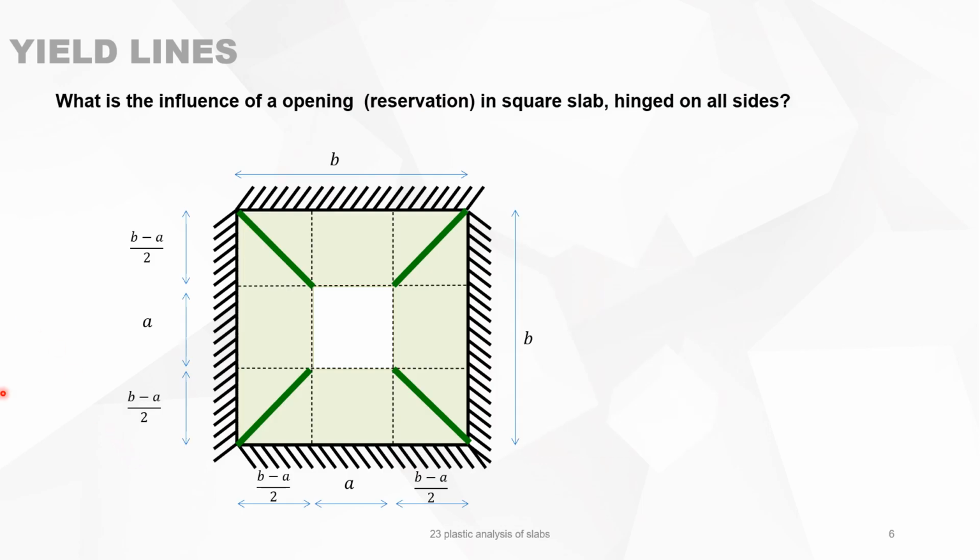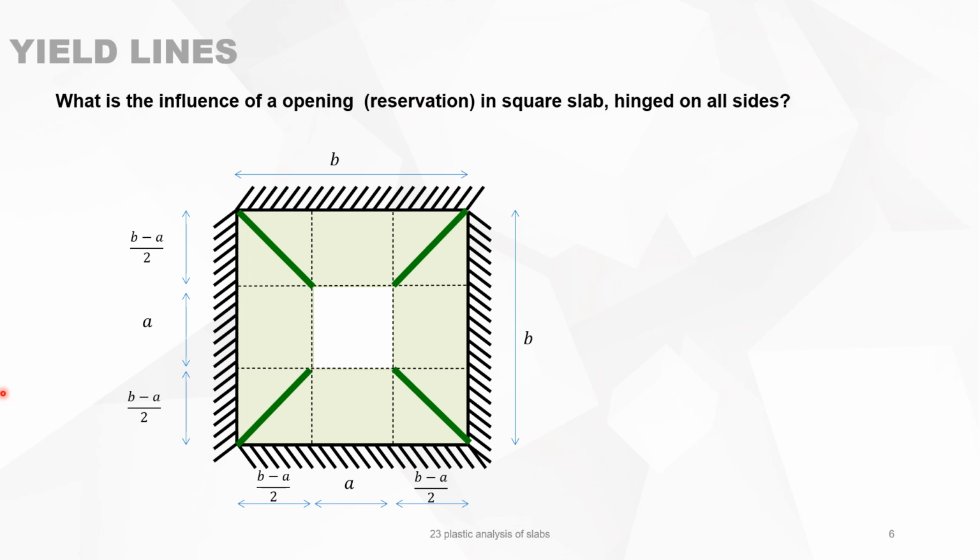A second example is what happens a lot: you have a slab, and afterwards you have to make an opening in it. And then the question is, how large can we make this opening? And are we now influencing the loading capacity of the slab, yes or no?